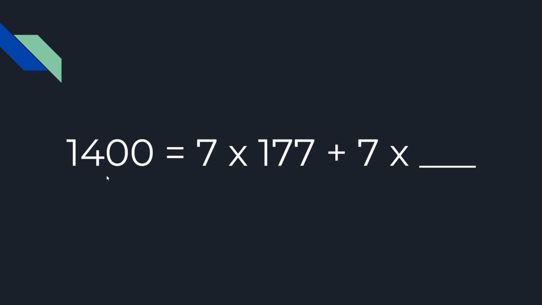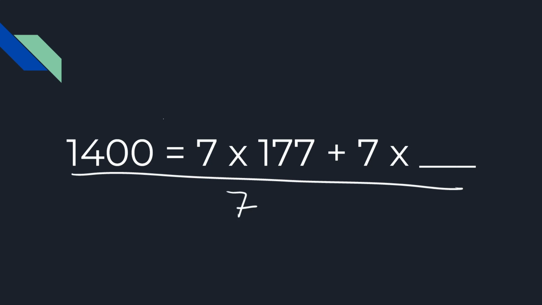And our last problem is 1400 equals 7 times 177 plus 7 times something. When you see a problem like this, don't try and multiply 7 times 177 and subtract that from 1400. That takes a lot of effort, and it's fairly likely that you're going to mess up. The easiest way to do this is just to divide everything by 7. So the problem then becomes 200 equals 177 plus something. And in this case, you just subtract 177 from 200, and you get that the final answer is 23.